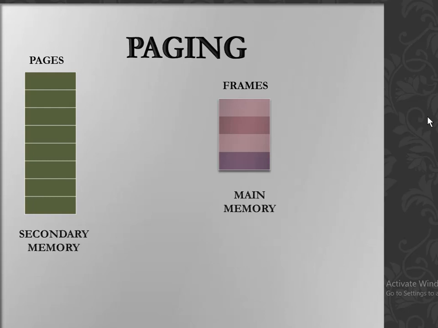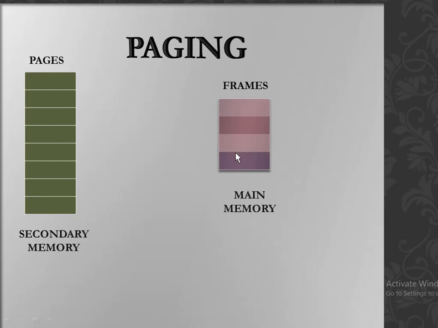Paging: take an example of your textbook or your notebooks. You can see that the length and width of all the pages are equal. In a similar way, take the example of main memory. Here, we break the main memory or physical memory into fixed sized blocks. This fixed sized block is called a frame.